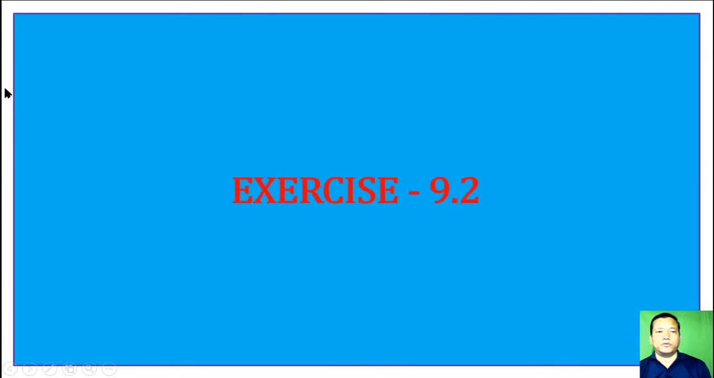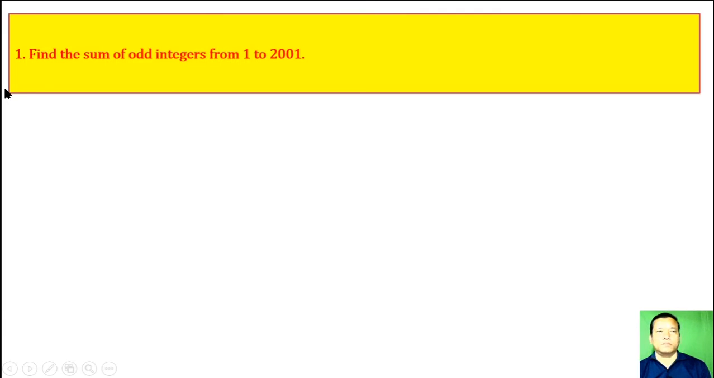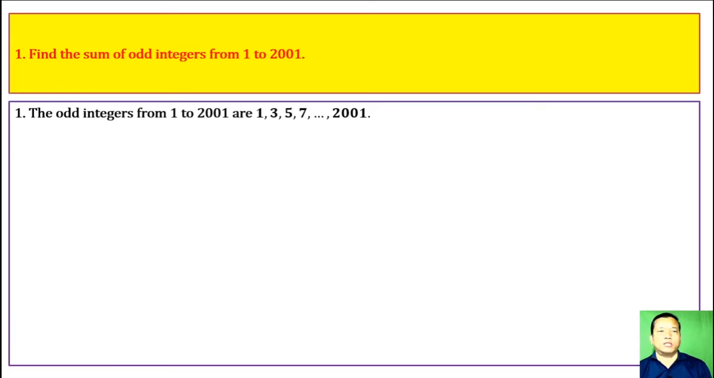Exercise 9.2. Question number 1. Find the sum of odd integers from 1 to 2001. The odd integers from 1 to 2001 are 1, 3, 5, and so on up to 2001. This is an AP. Our first term is 1, last term is 2001.